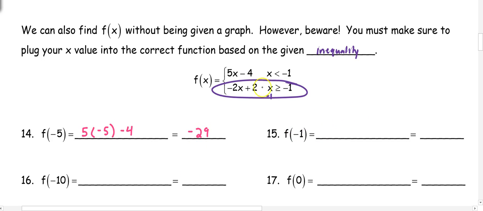So we're going to substitute -1 in for x. So -2 times -1 plus 2. -2 times -1 is 2, plus 2, which gets us 4.